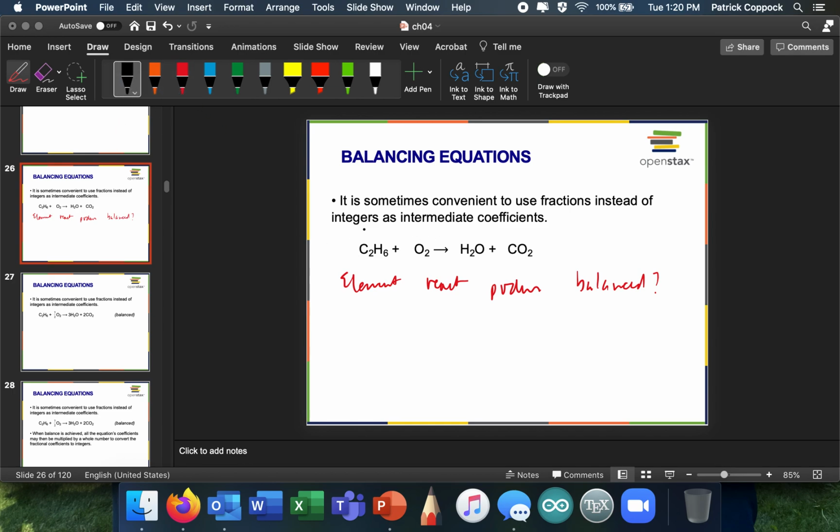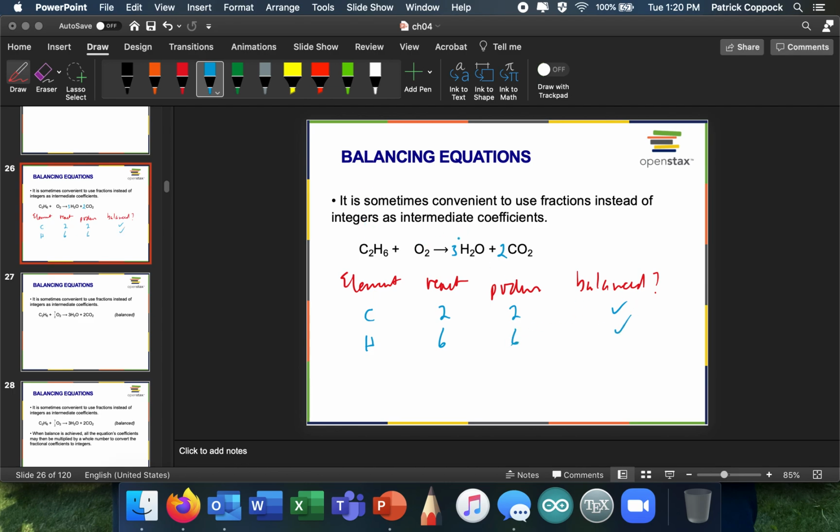So I've got 2 carbons here, right? And so I'm going to put, let's do a different color. Got 2 carbons here, so let's put a 2 in front of that. The element is carbon. I've got 2 in the reactants, 2 in the products, and that's balanced. Okay. Now hydrogens, I've got 6 here, so if I put a 3 here, that'll make that 6. Hydrogen, 6, 6, and yes.